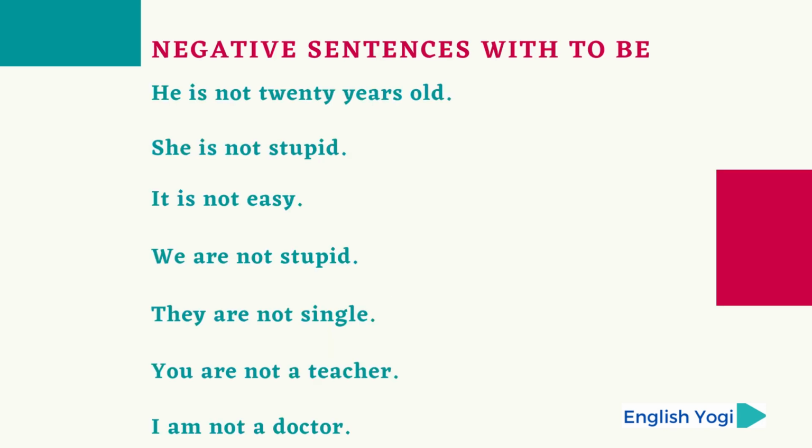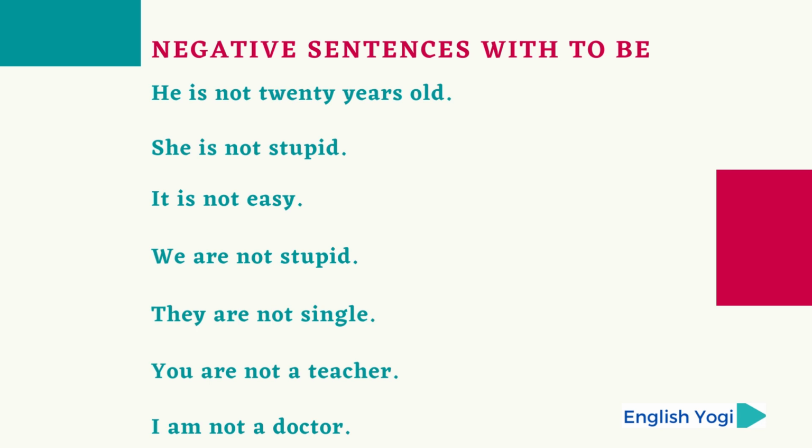Then later on, how we will use to be in negative sentences. For example, he is not 20 years old. So the to be form is there. After the subject, we have used the to be form, and after that to be form, we will use the negative word, that is not, in the first sentence. What is the second sentence? The second sentence is she is not stupid.